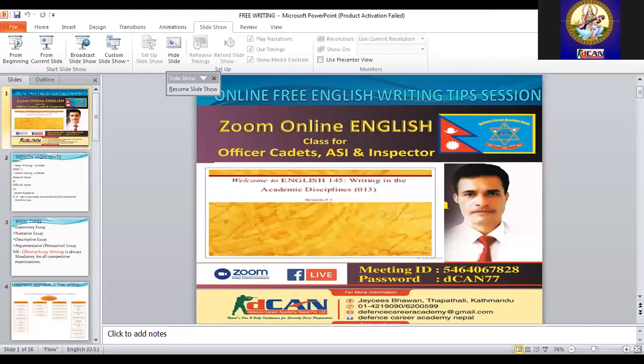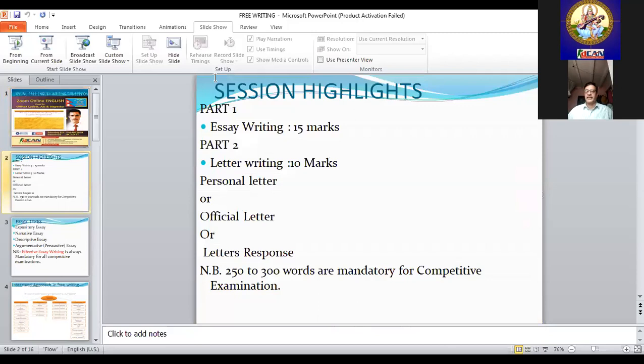Letter writing, 10 marks. Personal letter, official letter, or letters response. A minimum of 250 to 300 words is mandatory for competitive examinations round the globe.